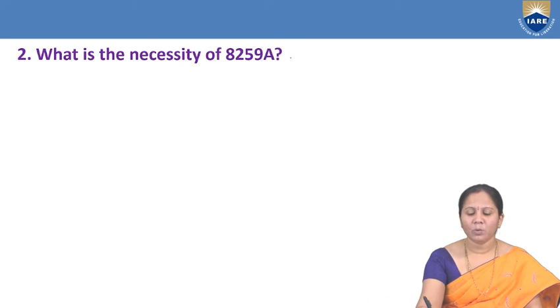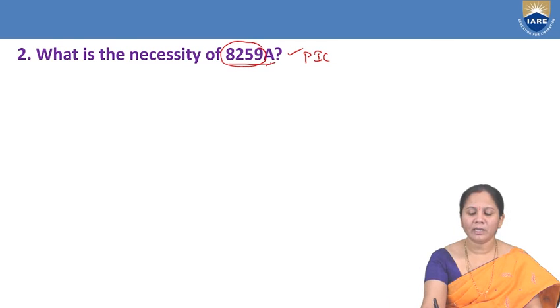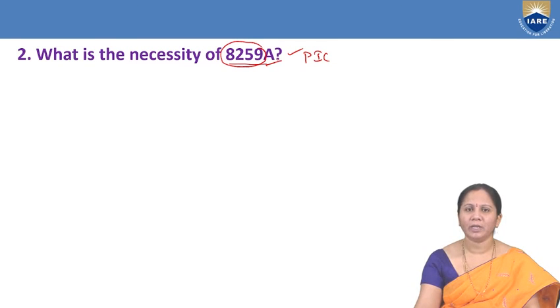Now, what is the necessity of 8259A? Here 8259 is an IC which is a PIC. PIC stands for Programmable Interrupt Controller. So what is the need of this Programmable Interrupt Controller IC 8259, and here A is the version of that 8259 IC.